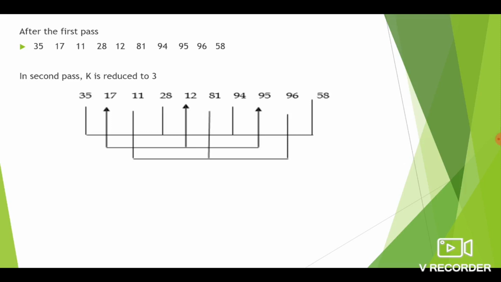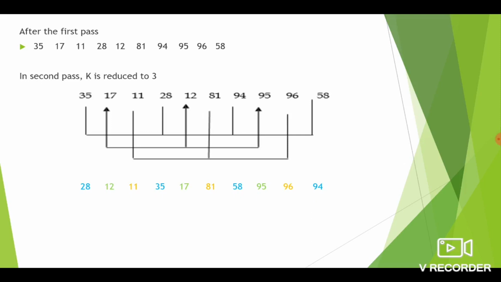So the sublist consists of the elements 35, 28, 94, 58. Similarly, the second sublist is created with the elements 17, 12, 95. And the third sublist is created with the elements 11, 81 and 96. So in total we have 3 sublists, and for each sublist you apply the insertion sort to sort the elements.